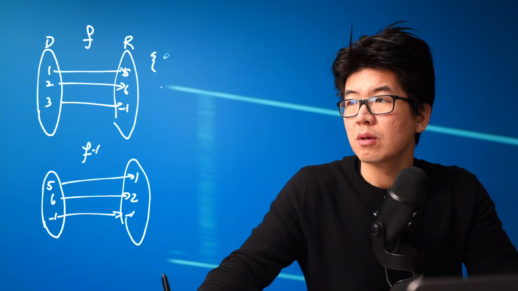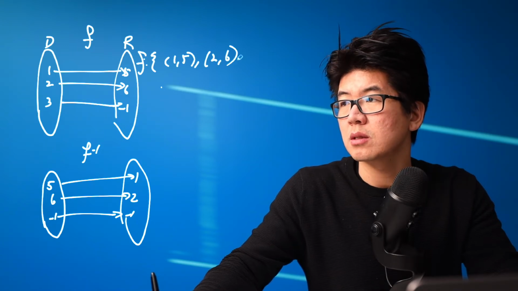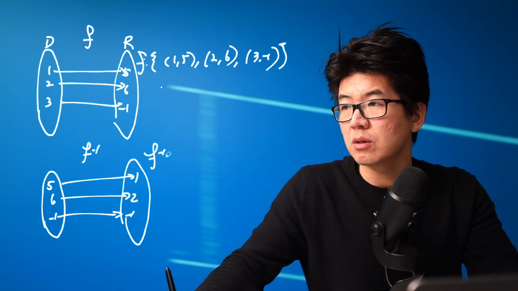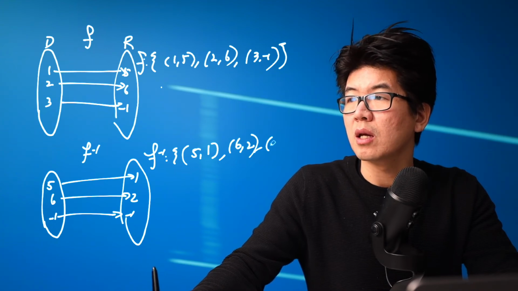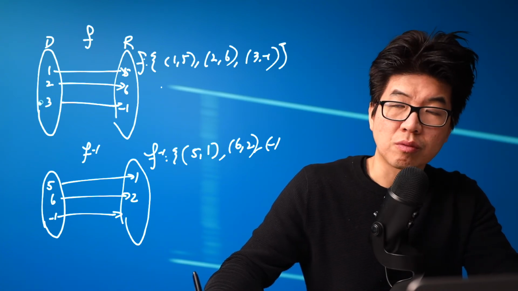This can also be written as a set of points. So we say the function represents here 1, 5, 2, 6, and 3, -1. Okay, this is the original function. The inverse function then will be 5, 1, 6, 2, and -1. I meant 3 there, right? -1 gets mapped to 3.